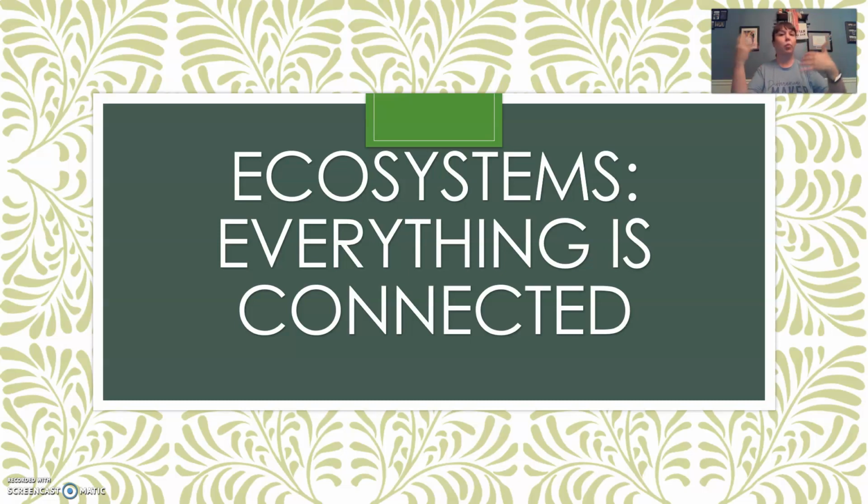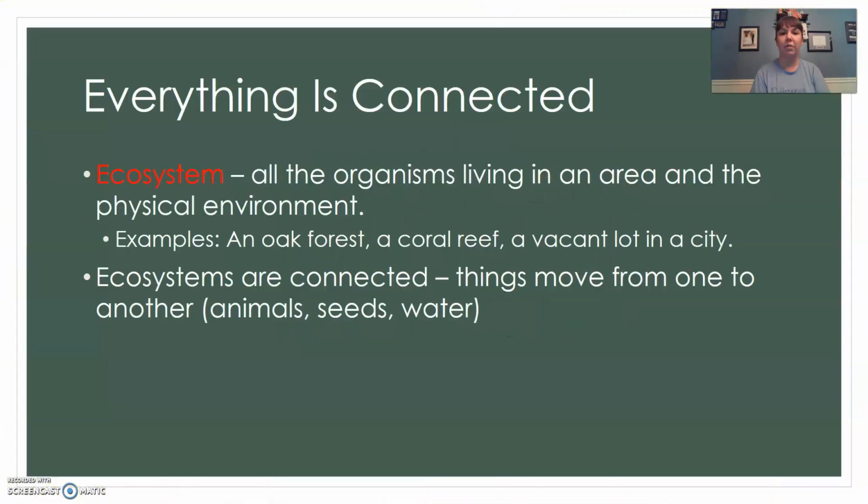The soil and the rain are all connected to the plants and the amount of sunlight. Everything is connected to make things the way that they are. You can't remove one thing without it impacting so many other things. So an ecosystem is all the organisms that are living in the area and the environment itself. So if we're talking about an oak forest or a coral reef or a vacant lot, it's the soil, the sunlight, the precipitation, the plants, the snails, the raccoons, everything in there is connected.